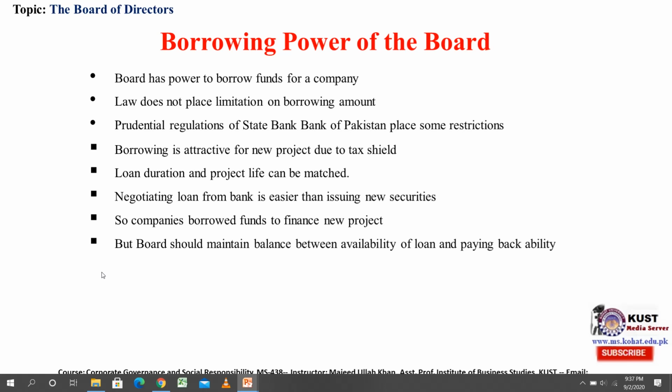Borrowing is necessary for a new project because borrowing gives a tax shield to the company. Interest paid on borrowing is a tax-deductible expense. The board basically matches two things: the life of the project and the loan duration. The project earns for the company, and earns the principal amount and also the interest. So they match their lives. When the project expires, the loan also expires, and the company grows.